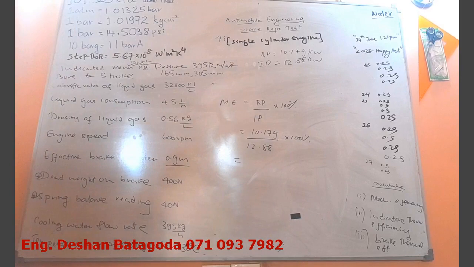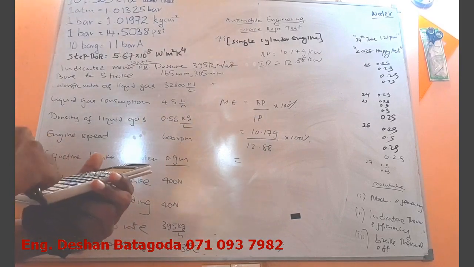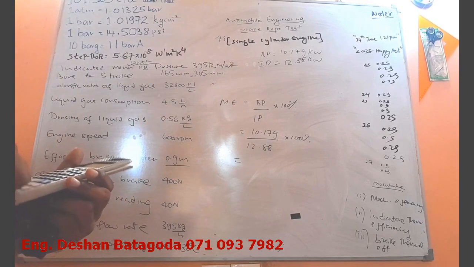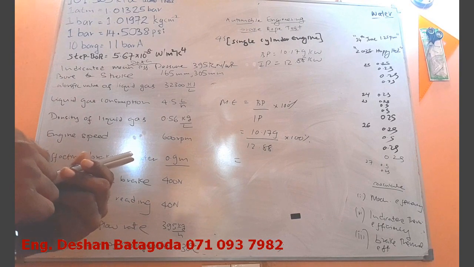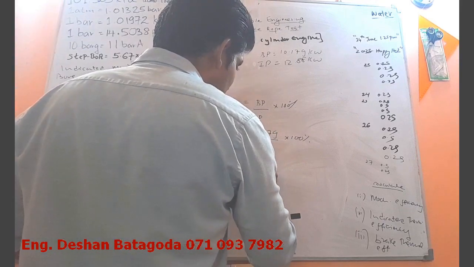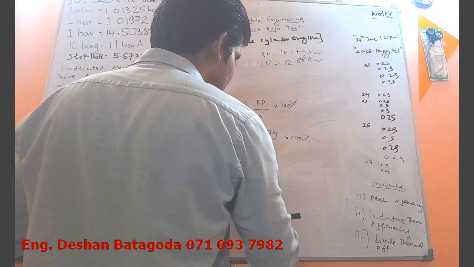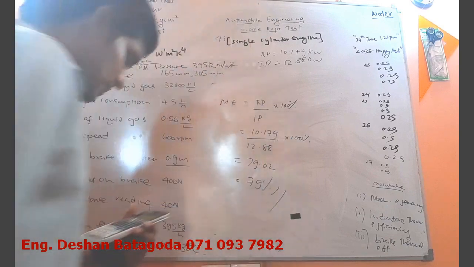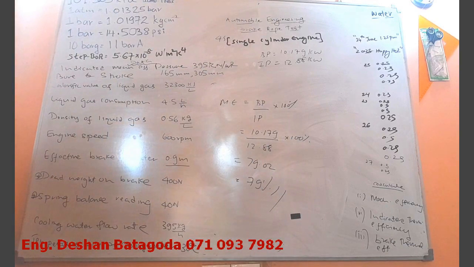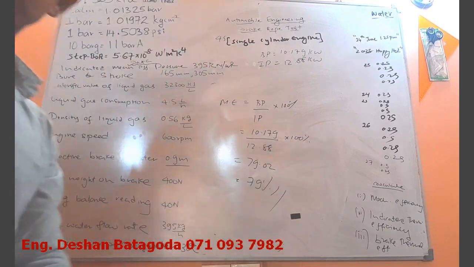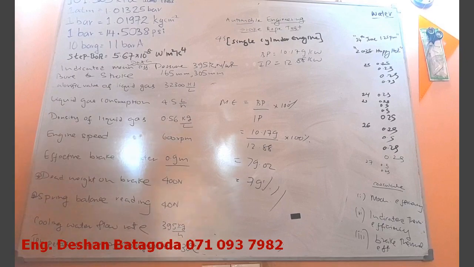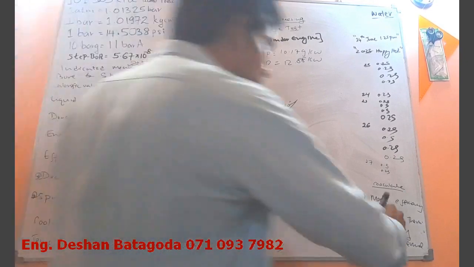So use the calculator. 10.179 divided by 12.88 gives 79.02, or you can say 79%. So that is the mechanical efficiency. Now the next thing is indicated thermal efficiency. We'll focus on that in the next step. So mechanical efficiency is known, that is 79%.